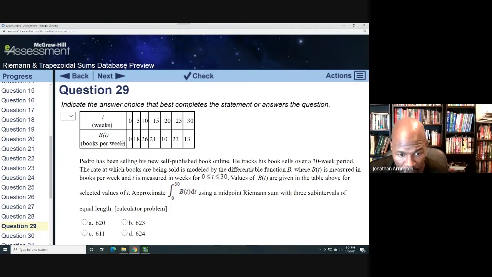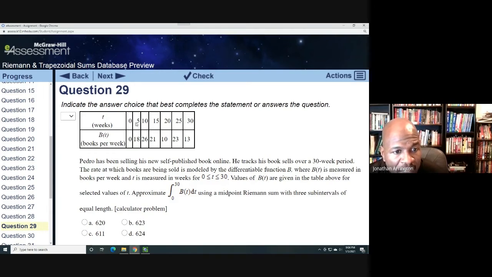All right, so we're going to find the midpoint. Let's look at how to attack this. Let's say my first subinterval was 0 to 5. Okay, cool. Well, the midpoint of 0 to 5 is 2.5. However, I don't know what v of 2.5 is because it's not in the table. And the only thing I know about this particular function are the selected values in the table.